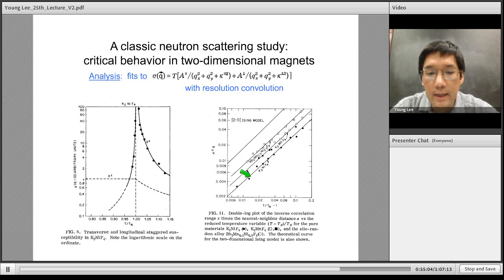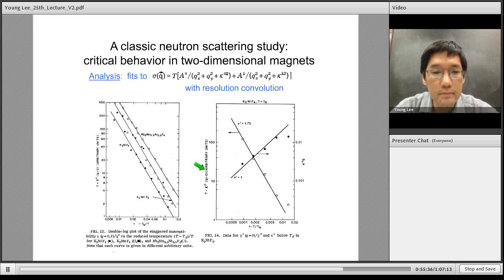Let's see. Over here, several different materials are plotted, but this bottom line and the data associated with that are as a function of T over TN minus 1. This is kappa longitudinal, the width of the peak in the in-plane direction. As a function of temperature, if you plot this on a log-log scale, you see that it's a line, which means that there's a power law, and the solid line is the 2D Ising model expectation. So that seems to work quite nicely. And so that was the width.